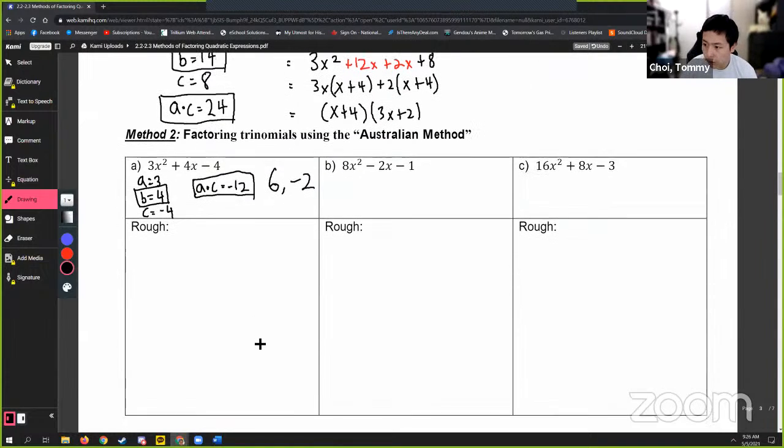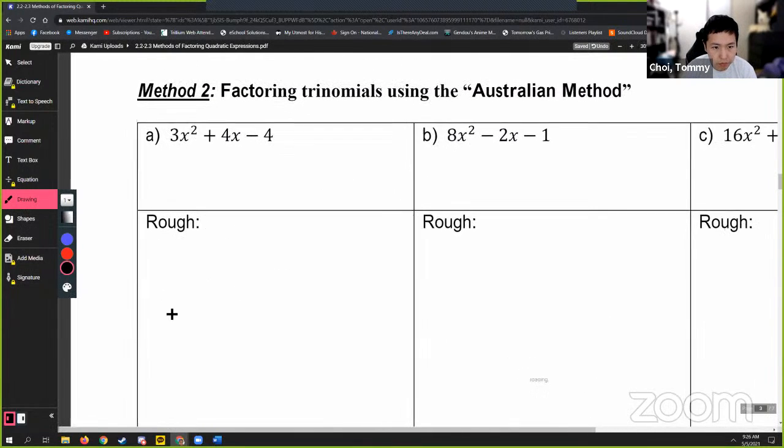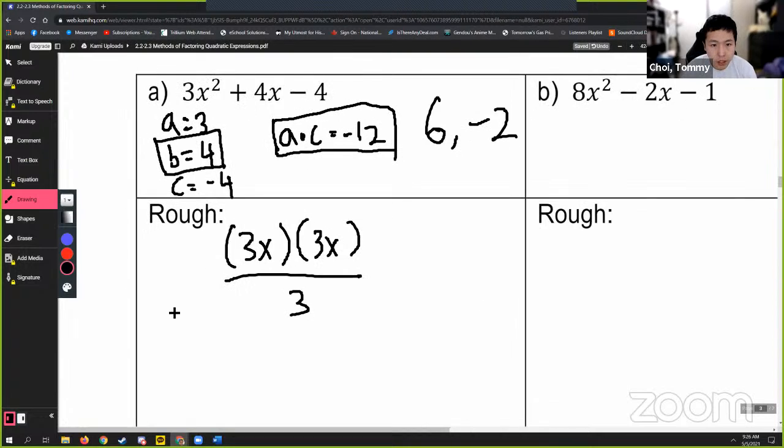Once we have our two numbers, this is how it works. What you do first is take the a value of your equation, and we write out two brackets using the a value, divided by the a value. So we're literally just writing 3x over 3. I should write this a little smaller, so I'm going to zoom in a little more so you can see it better too.